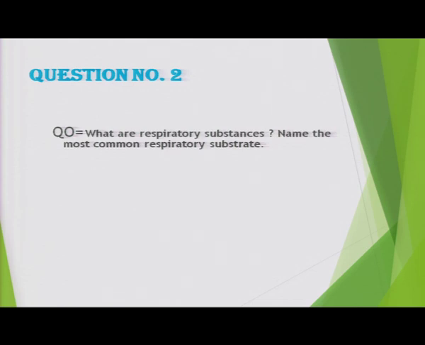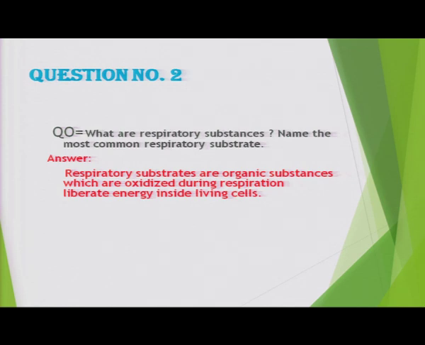In my second question, what are the respiratory substrates? Name the most common respiratory substrate. Respiratory substrates are those substances which help in generating ATP. There are various types of respiratory substrate molecules by which cellular organisms release their energy. The answer is: respiratory substrates are the organic substances which are oxidized during respiration, which liberate energy inside the living cell.